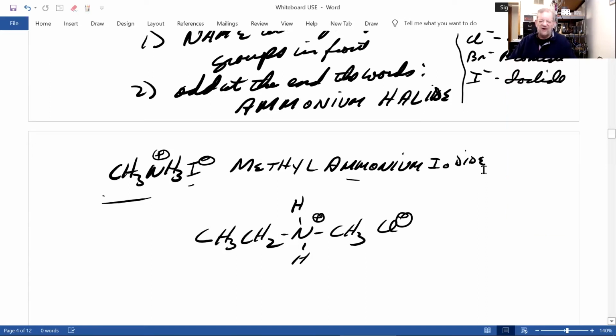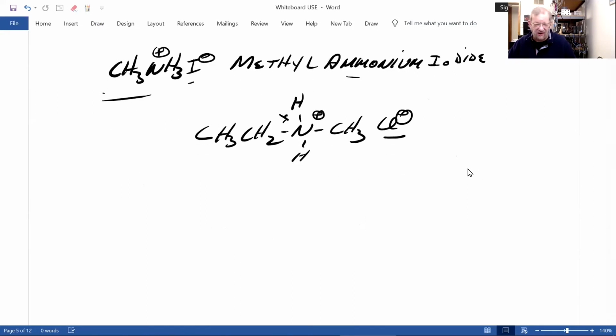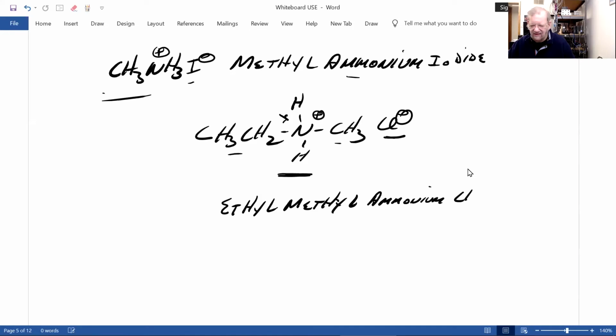Let's look at this. What's different? Nitrogen, but it also has an anion. So whenever you see an anion associated with a nitrogen compound, it's either an ammonium salt or a quaternary ammonium salt. And here we only have 2 R groups, and it's common, so it doesn't matter which one you put first. Ethyl, methyl, ammonium chloride. And that's how you do it.